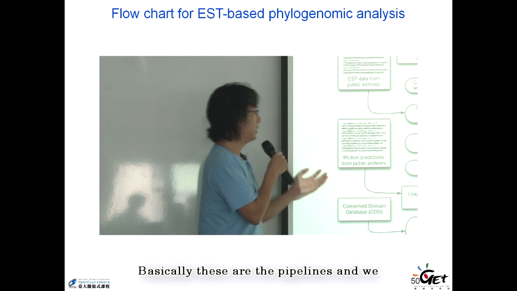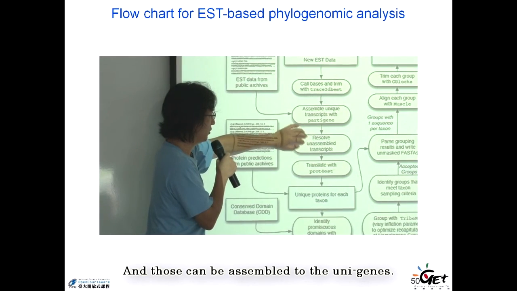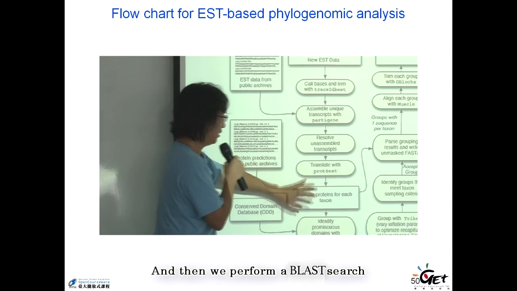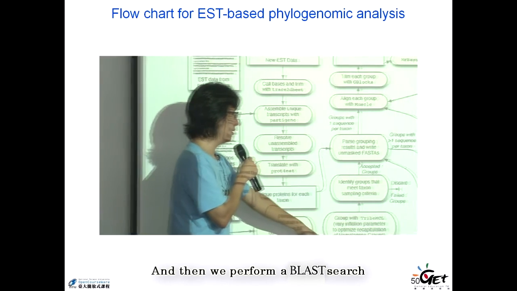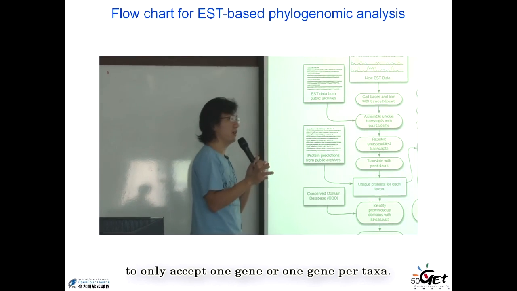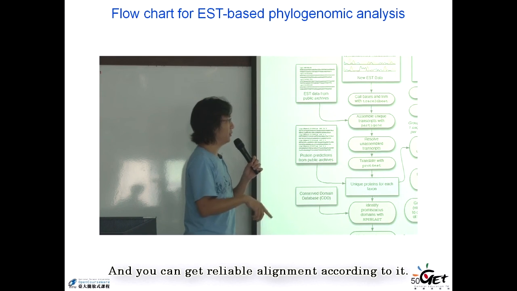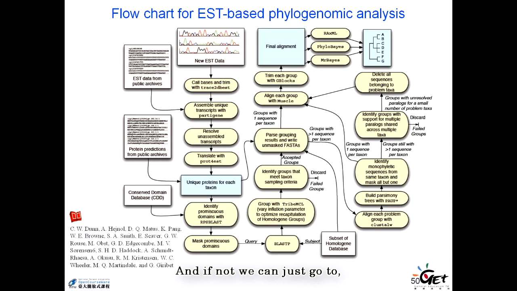Basically these are the pipelines. We get NGS data, and those can be assembled into unigenes, and then we perform a BLAST search, and only accept one gene for one ortholog for one taxon, and for that purpose you can get a reliable alignment. And if not, we can try to figure out what the real ortholog of the gene is. If we cannot, we basically eliminate the data. And we eventually get an alignment and make a tree accordingly.